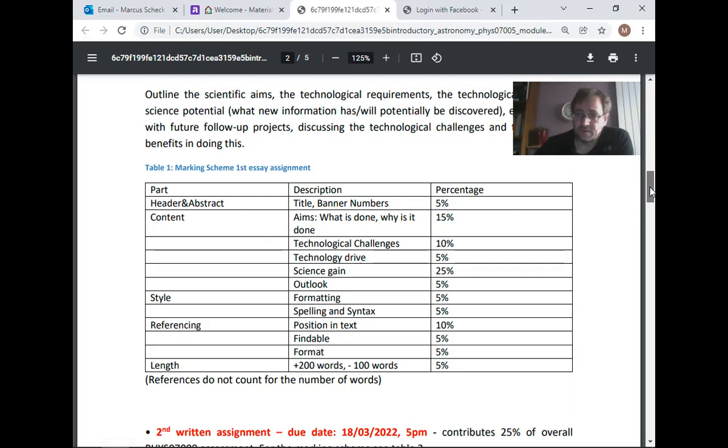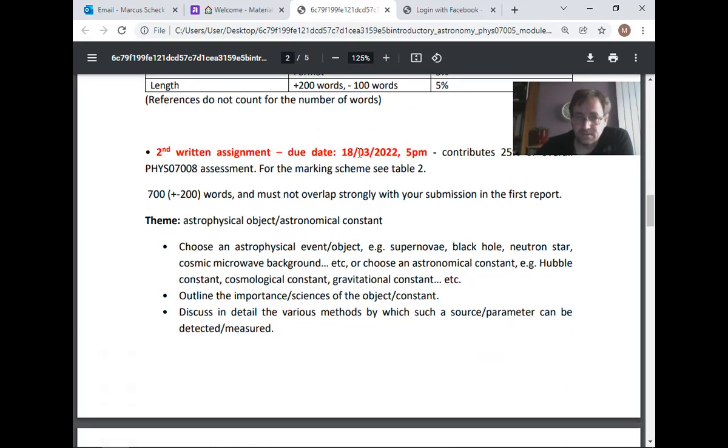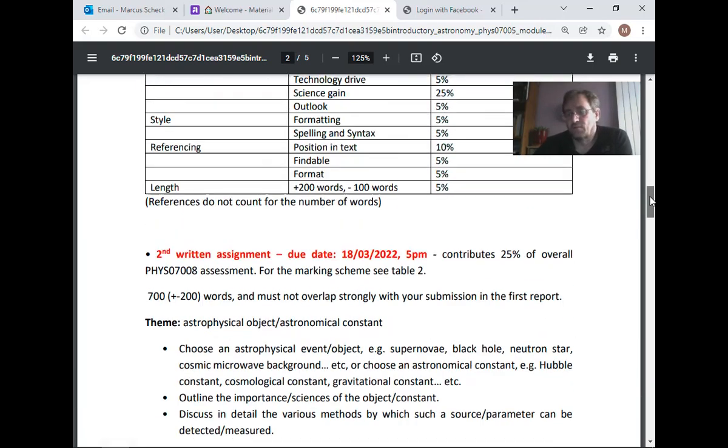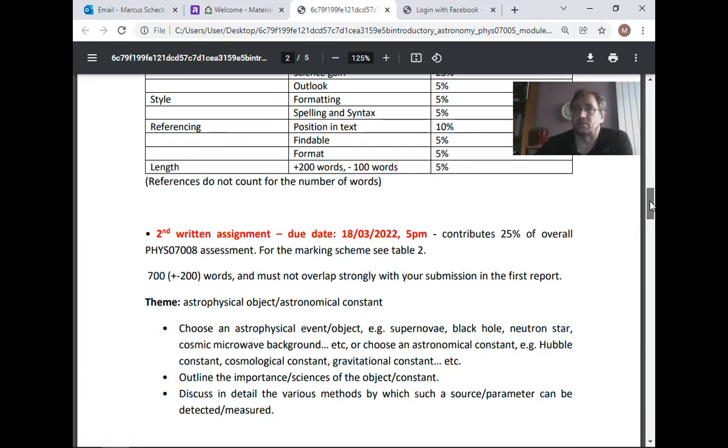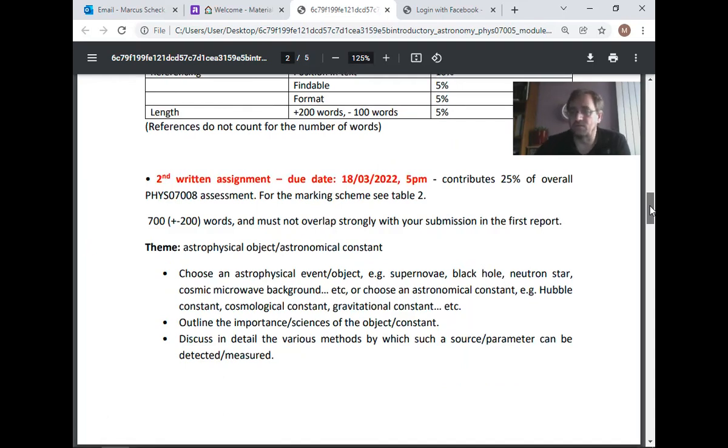So you find here the information. Then the second essay, which is due in the middle of March, is about an astronomical object or an astronomical constant. You will get enough examples that you could choose. Whatever you want. Well, I would be grateful if not two thirds of the essays are again about black holes. Might be interesting, but every year, black hole, black hole, black hole.